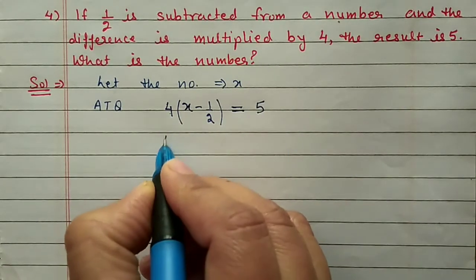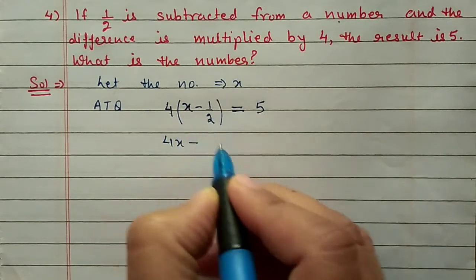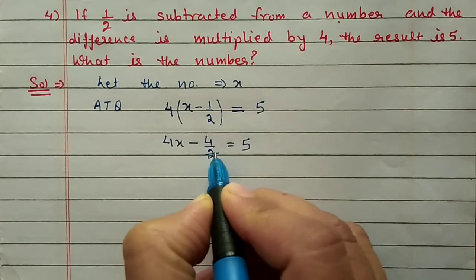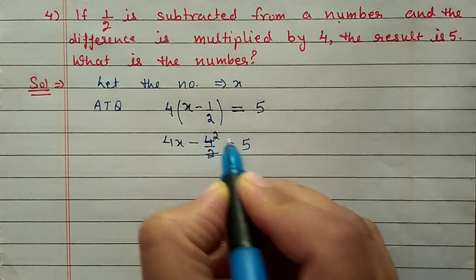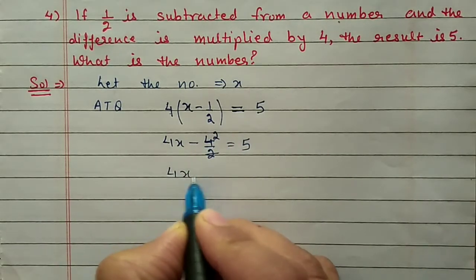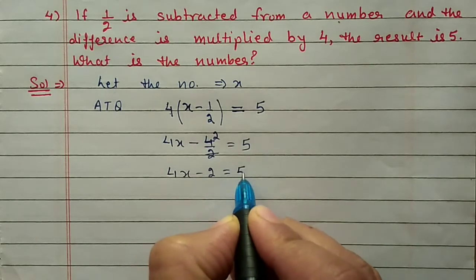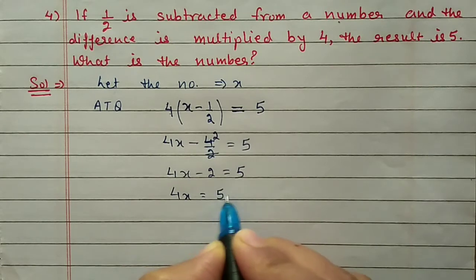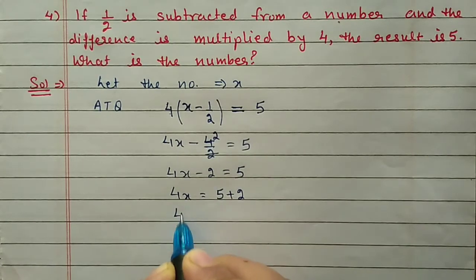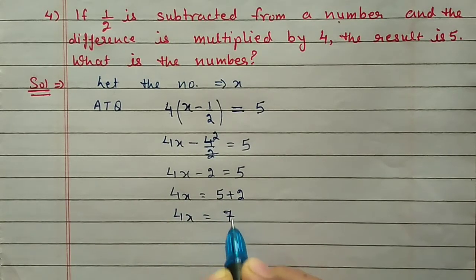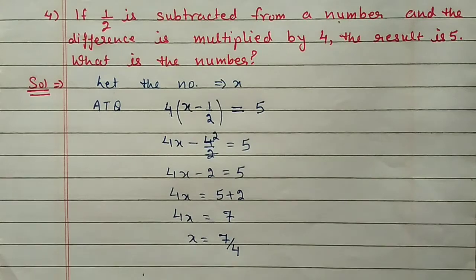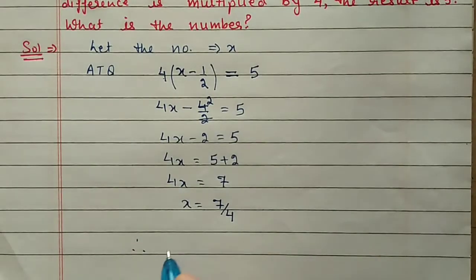First remove this bracket. 4 into x will become 4x and 4 into 1 by 2 will become 4 by 2. Here this with 2 you can cancel out 2 times. 4x minus 2 is equal to 5. Shift to another side, it will become 5 plus 2. 4x is equal to 7. Then 4 also we can shift another side, x is equal to 7 by 4. So therefore the number is 7 by 4.